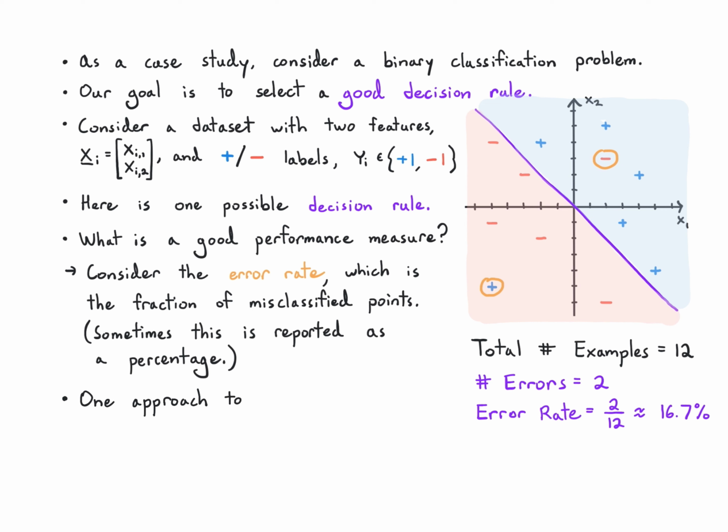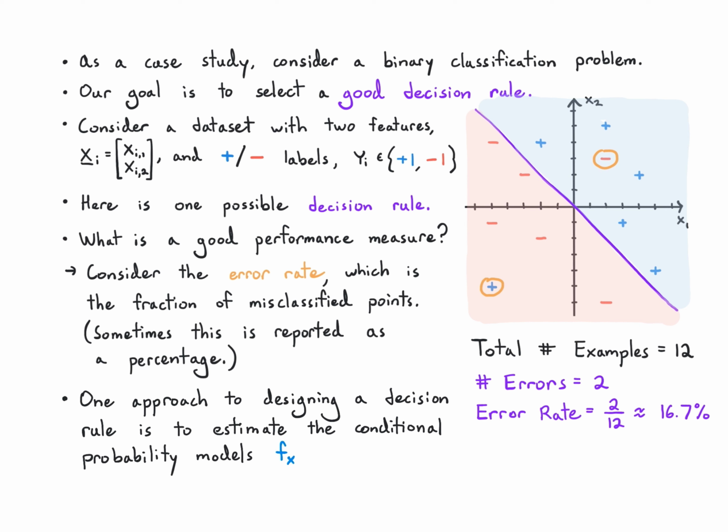Okay, one way we could come up with a decision rule is we could just rely on our knowledge of probability and try to first estimate some conditional probability models. Let's say f of x given y = +1 and f of x given y = -1, and then apply the ML rule. So this is just detection theory. We can just try to use detection theory if we can come up with good probability models from the data.